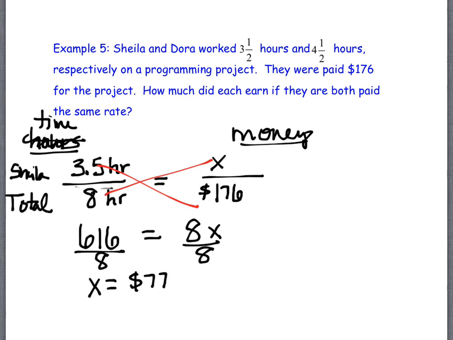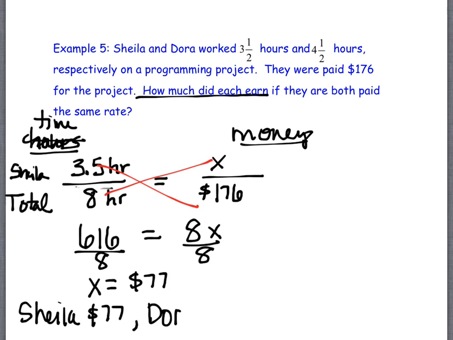The question said, how much did they each earn? So she got 77. Now we can subtract. Sheila made 77, and we can subtract that 77 from the 176 for Dora, right? How much did Dora make? You could do it that way, or you can subtract and get 99. Either way you do it, you're going to get that Dora made $99.